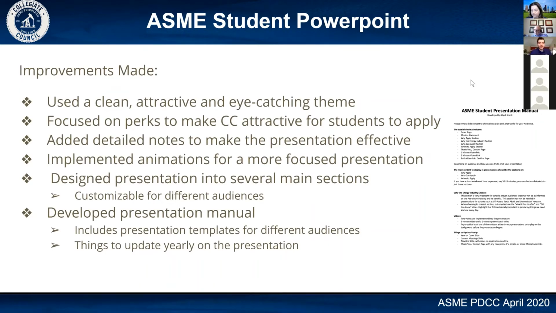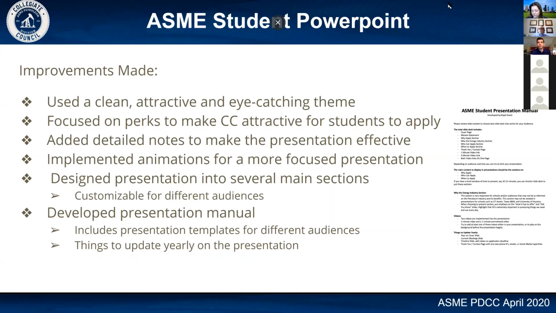So when working on the ASME student PowerPoint, my main goal is to make it a lot more attractive. So the whole goal is to kind of sell the ASME PD Collegiate Council to students, want them to apply and have as many great applicants applying as possible. So in order to do this, I first started off by trying to determine a very clean, attractive, and eye-catching theme to use, while also focusing on mainly the perks to really show what makes the Collegiate Council attractive. Through this, I then added detailed notes to make the presentation effective.